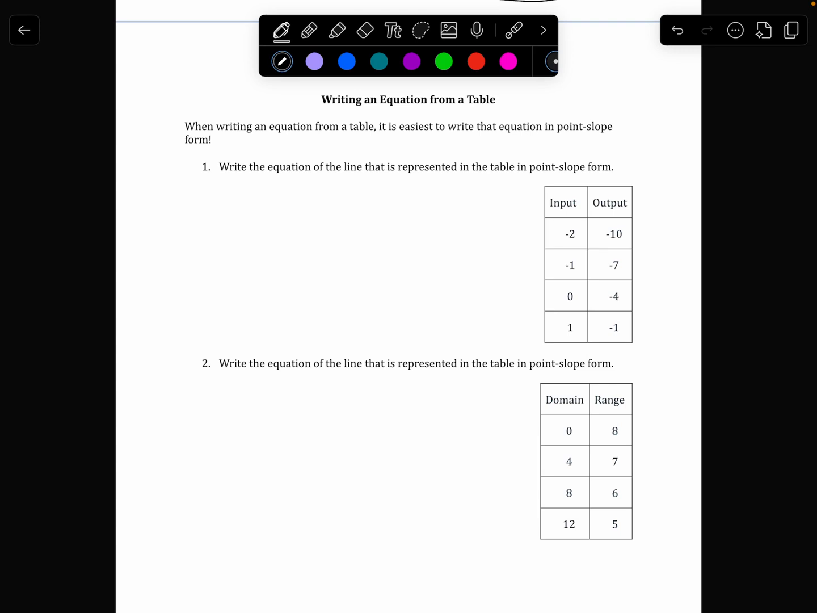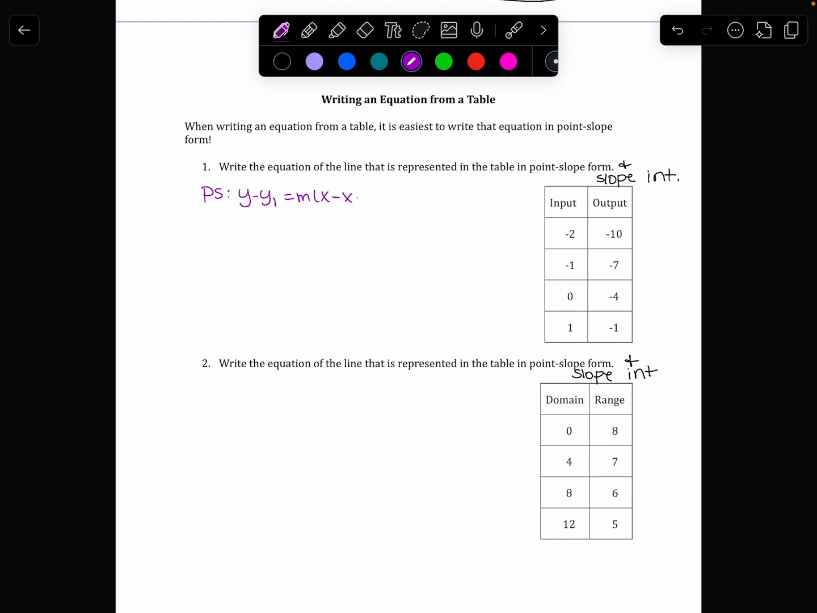Okay, so very similar to given 2 points, write an equation in point-slope form, I might ask you to write an equation of a table in point-slope form. I could also ask you to write your equation in slope-intercept form. So this part of our notes actually tells us to write the equation of the line in point-slope form, but I'm going to do point-slope form and slope-intercept, just so that you get practice with both. We're going to do both, okay?